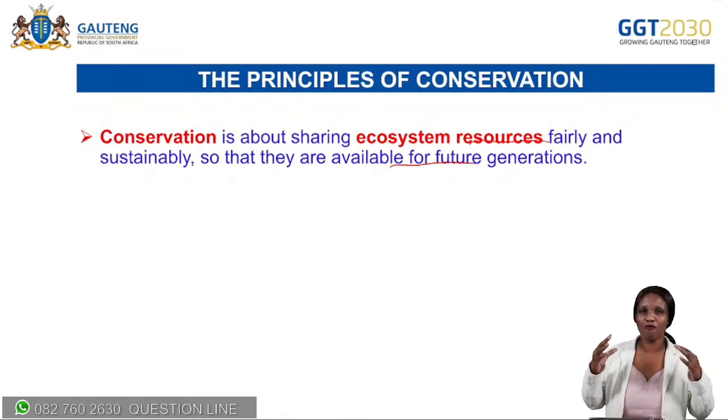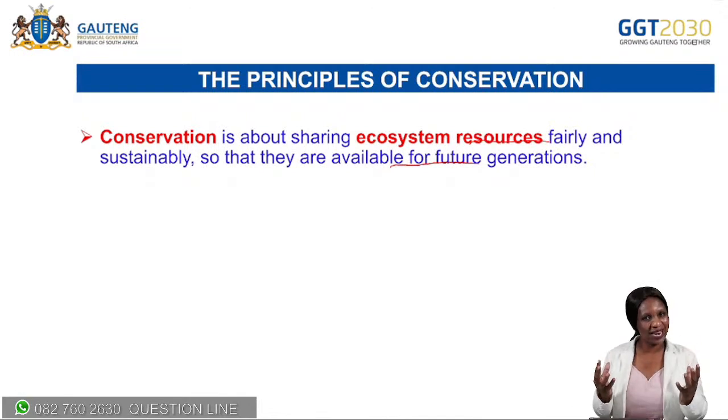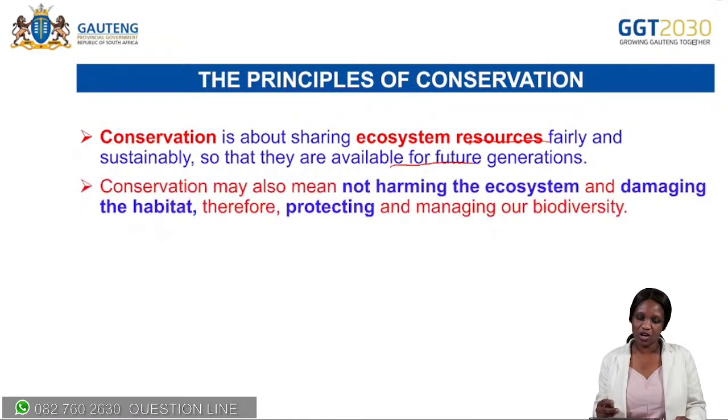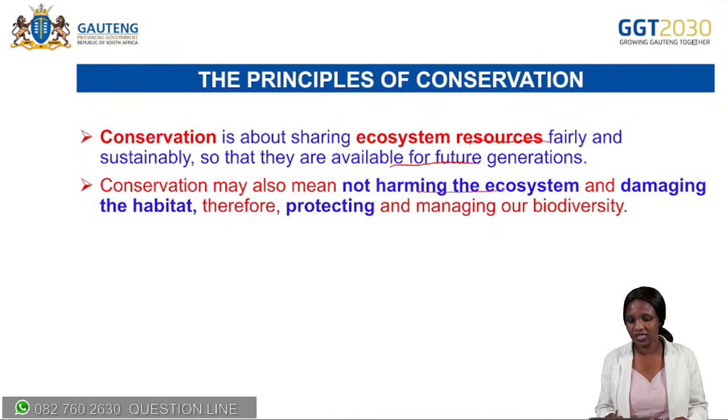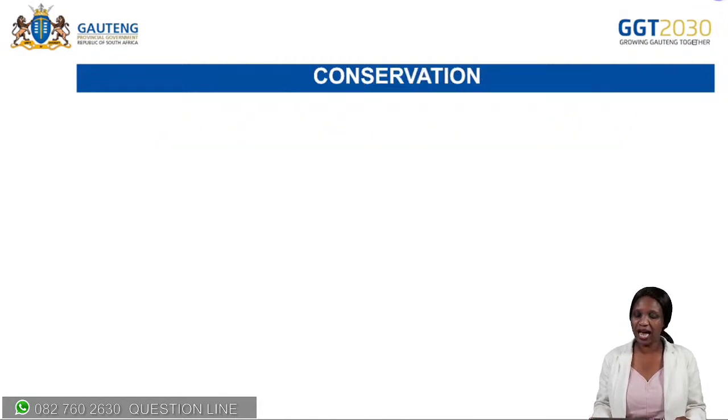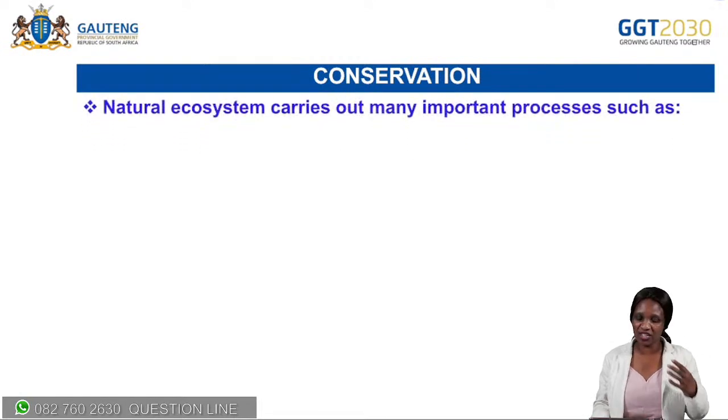It is a way of conserving. It is a way of protecting. It is a way of managing these animals. Do you get it? Let's move on. So that the future generations will also see the animals that we have now. Okay. Conservation may also mean not harming the ecosystem and damaging the habitat, therefore protecting and managing our biodiversity. All right. We are managing our natural resources. We are managing our species.